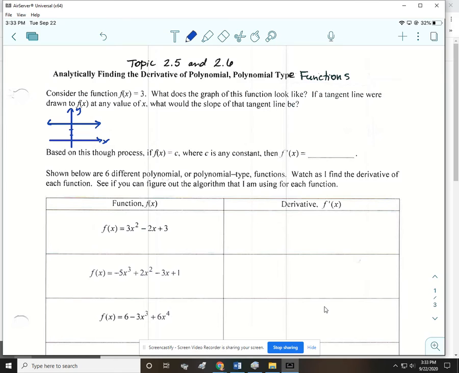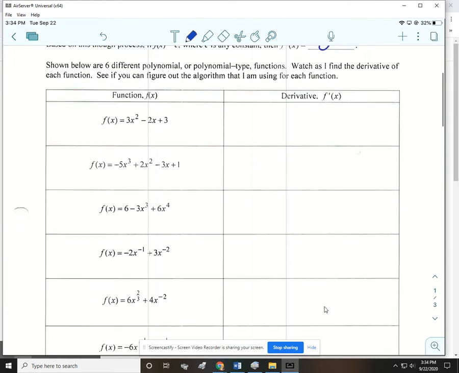Right? If a tangent line were drawn to f of x anywhere at x, what would the slope of that line be? So basically the slope of a horizontal line is going to be 0. And that would be the case for any horizontal line or any f of x equals a constant. So if we have the derivative of a constant, that's just going to be 0. So f prime of x, if f of x is c, is always going to be 0.